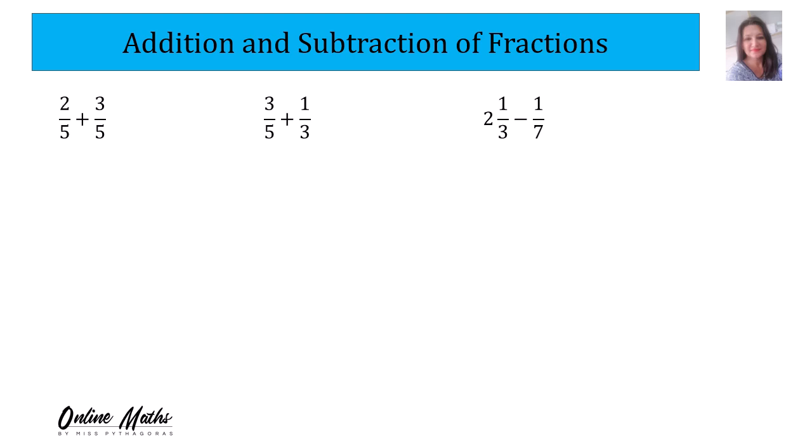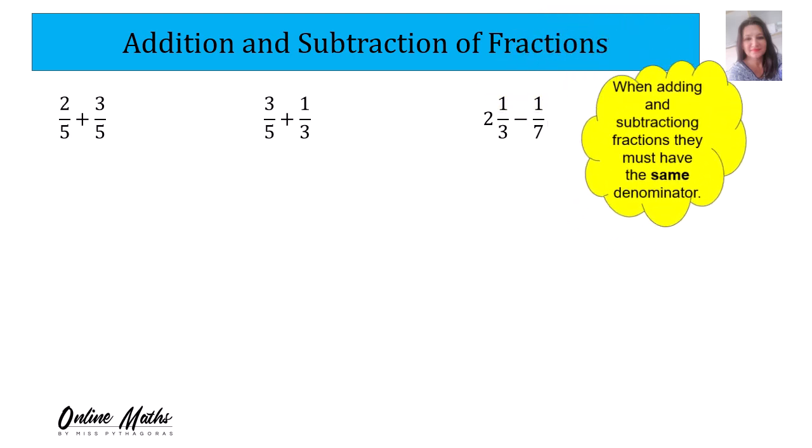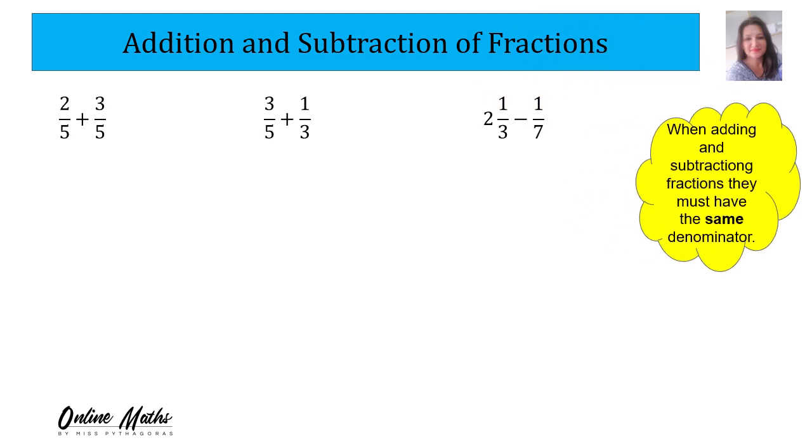Addition and subtraction of fractions. When adding and subtracting fractions, they must have the same denominator. So if you look at the first sum, 2 over 5 plus 3 over 5, can you see the denominator is 5? Therefore you can add 2 plus 3 becomes 5 over 5, and 5 over 5 can be simplified to 1. In the next sum, now we find 3 over 5 plus 1 over 3.